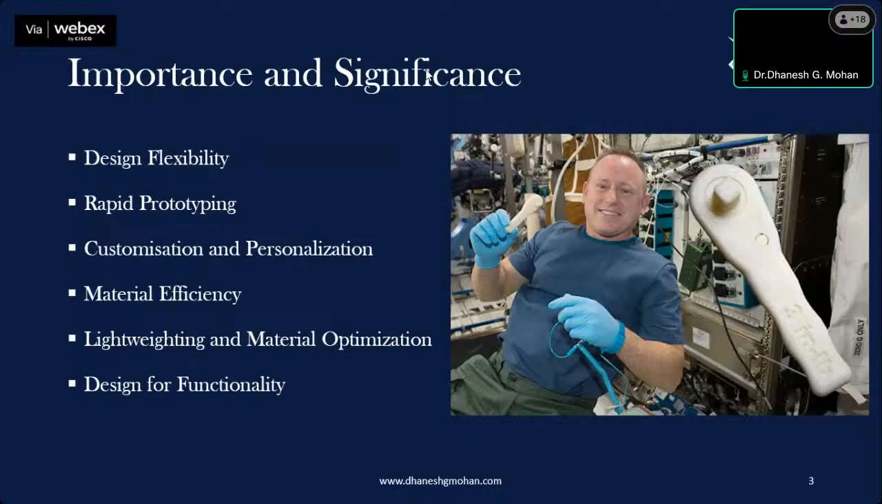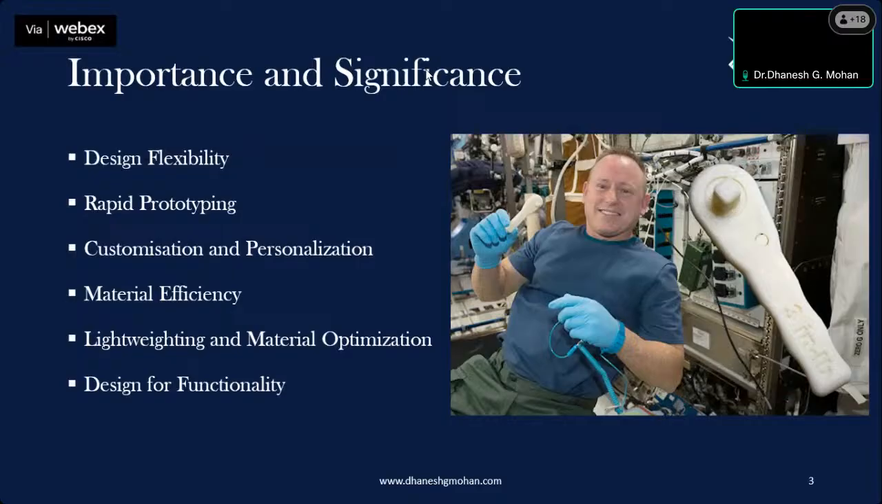Importance and significance. Now let us understand why additive manufacturing matters. I will explain several points over here. Firstly, design flexibility. AM enables topology optimization, where material is distributed according to stress paths, often resulting in organic, lattice-like structures. Nature itself becomes a design partner, as engineers replicate the efficiency of a bone or a coral-like geometry. That's nearly impossible with conventional manufacturing processes.